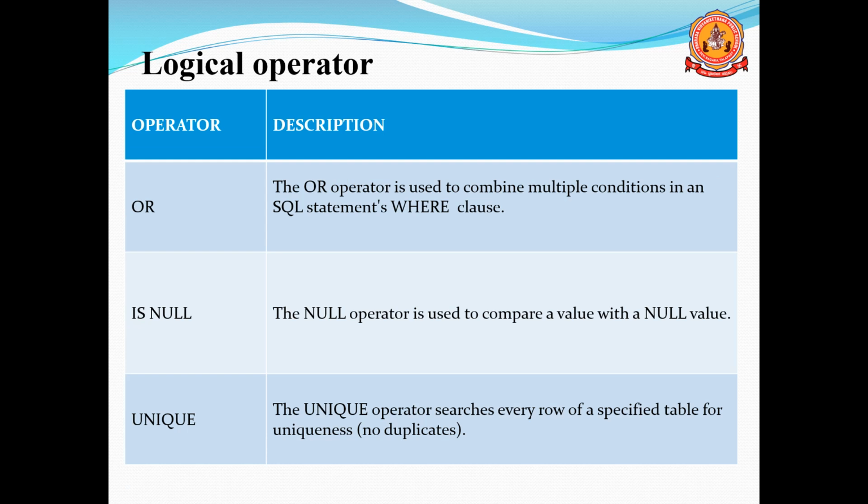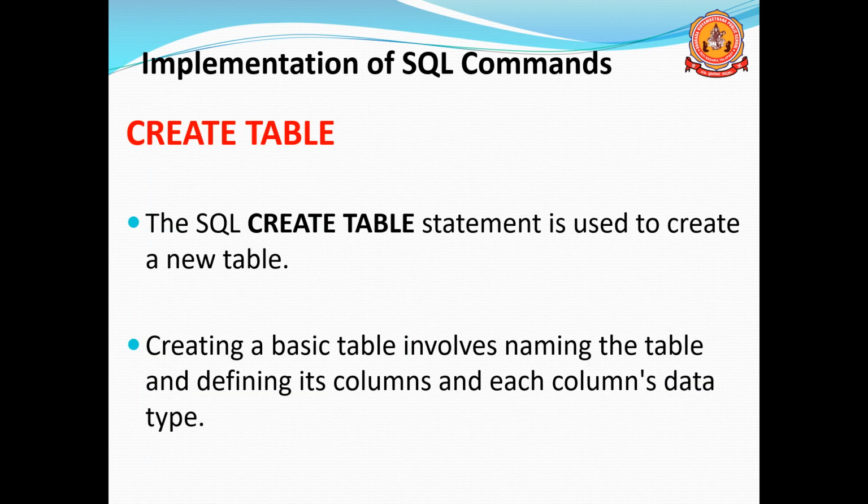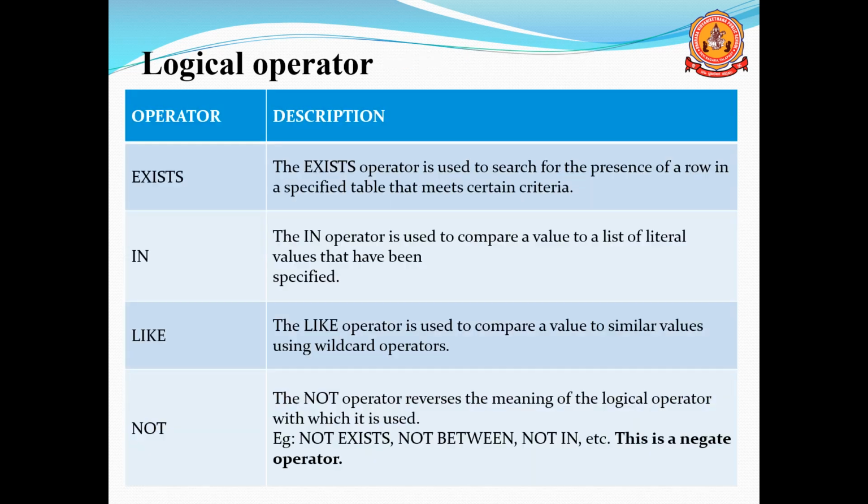Next one is unique. The unique operator searches every row of a specified table for uniqueness. Unique means it is checking the entire table, whether duplicates are there or not. Sometimes a table can have some duplicate values, and that is what we check in the case of unique. So these are the different types of logical operators: one is OR, is null, and unique.